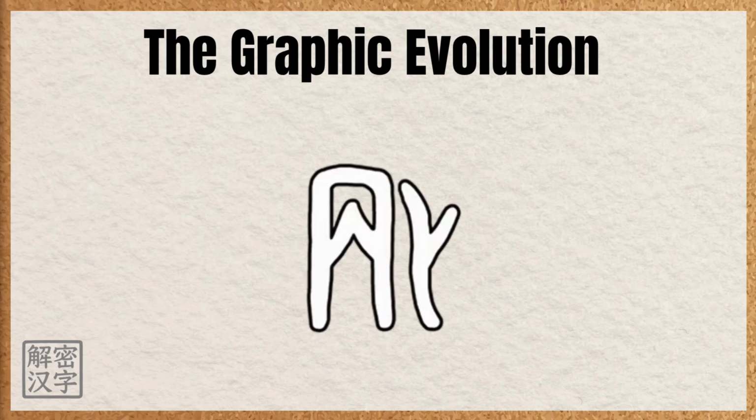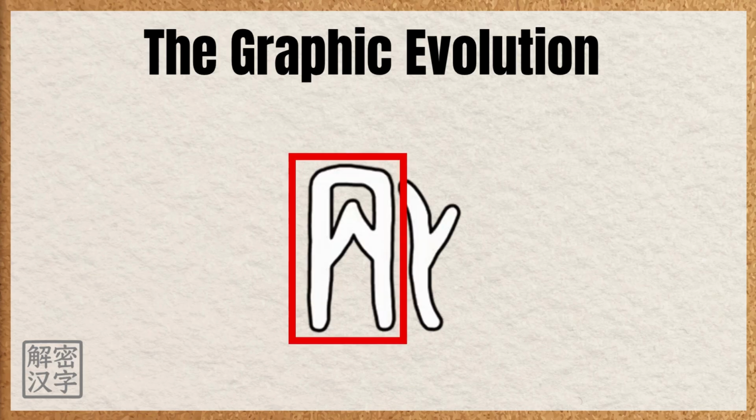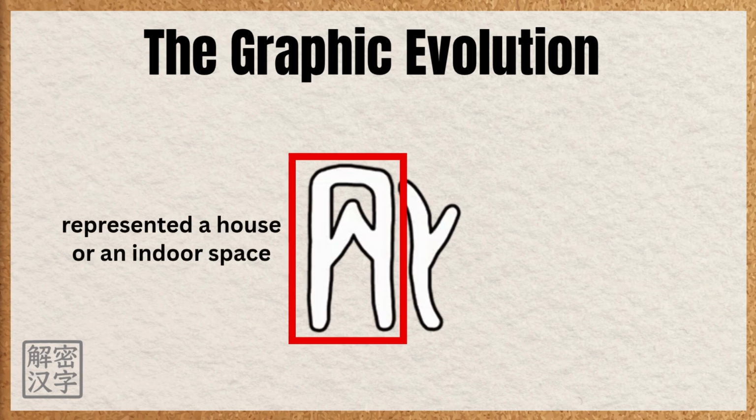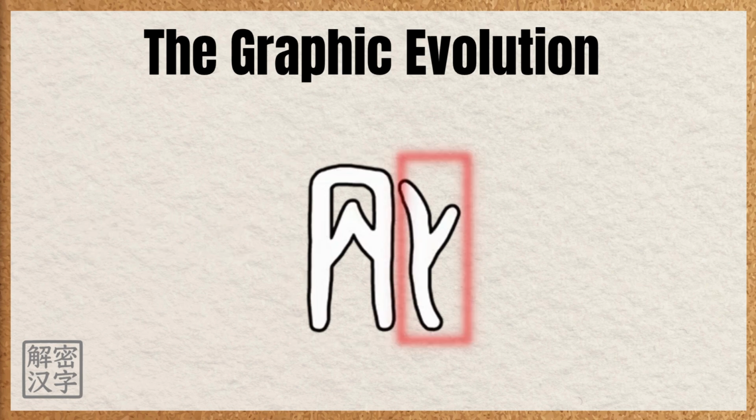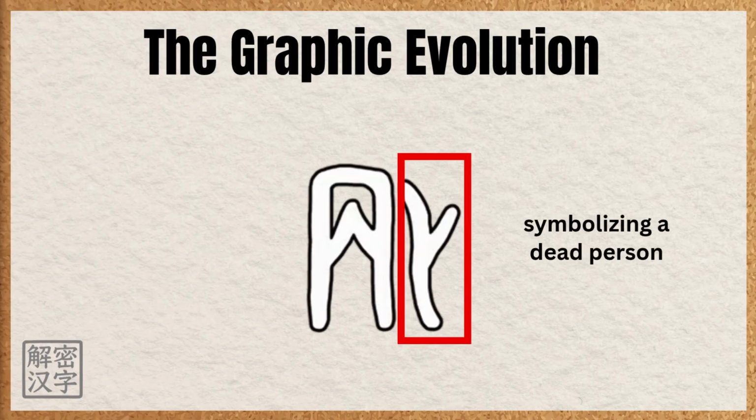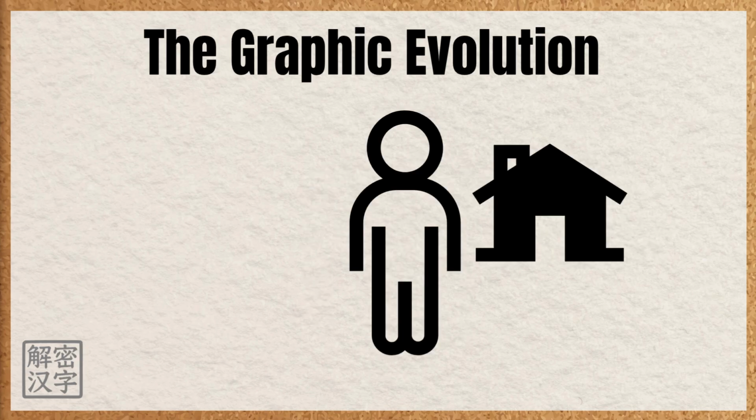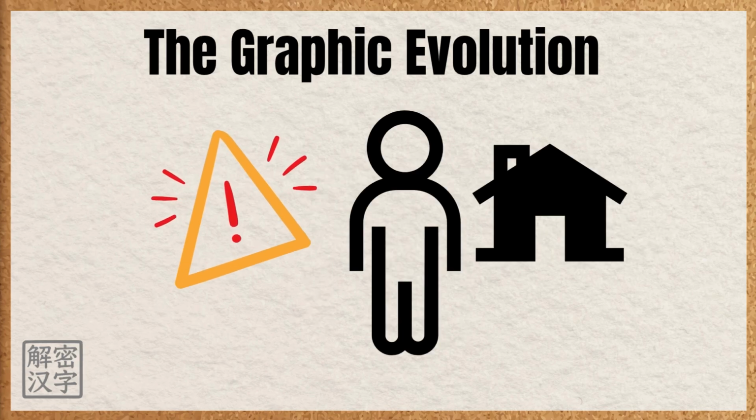In Oracle Bone script, the character wai looked like this. On the left side, you can see the symbol for nei, which represented a house or an indoor space. On the right side, there was an upside-down human figure, symbolizing a dead person. The meaning was vivid. It showed that someone staying outside the house, exposed to danger, could die.